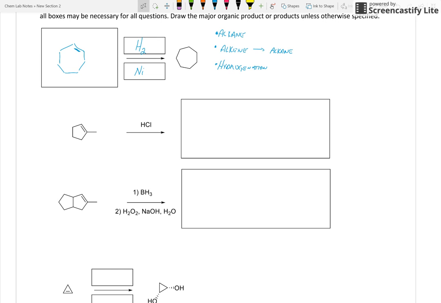All right. Here we have another example of a hydrohalogenation. Again, we're adding H and Cl. Again, we differentiate between the two carbons in the alkene, the red being tertiary, the black being secondary. So we are just going to be adding the Cl to the more substituted side.